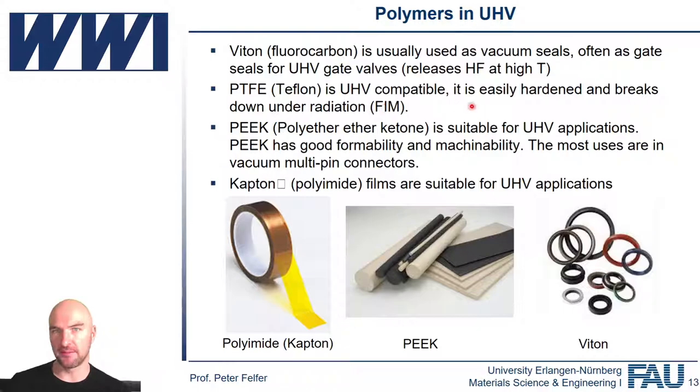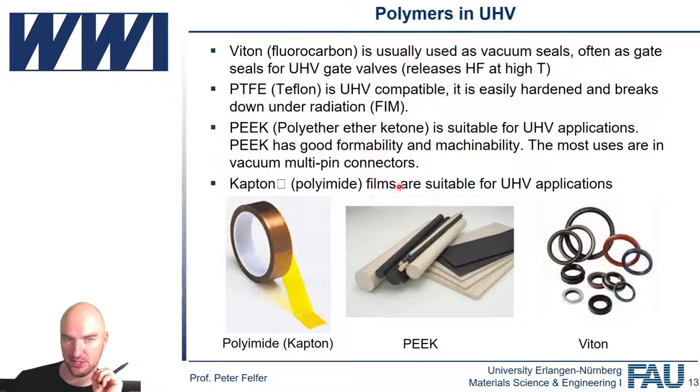Teflon is UHV compatible, but the problem with Teflon is that it hardens and breaks down under radiation. So especially if you do field ion microscopy, that's not particularly helpful, because you've got a lot of radiation coming, so we usually avoid Teflon, but you can use it in UHV. For example, the UHV TEM from Nion uses a lot of Teflon. We usually use PEK or polyimide, yeah, Kapton or other polyimide, and they are very well compatible. You can get them to their bakeout temperatures without any problem.